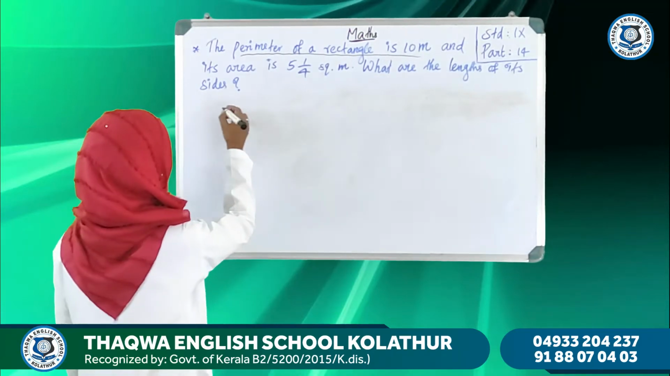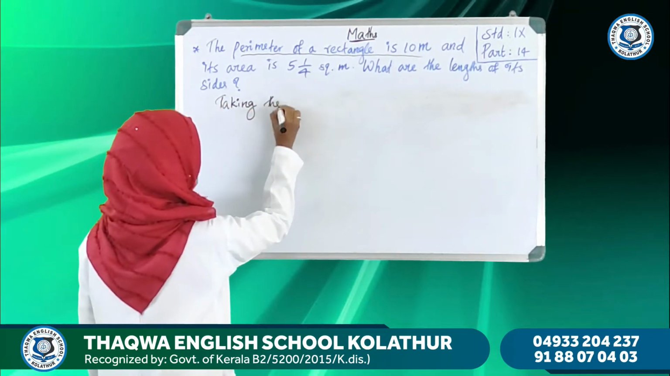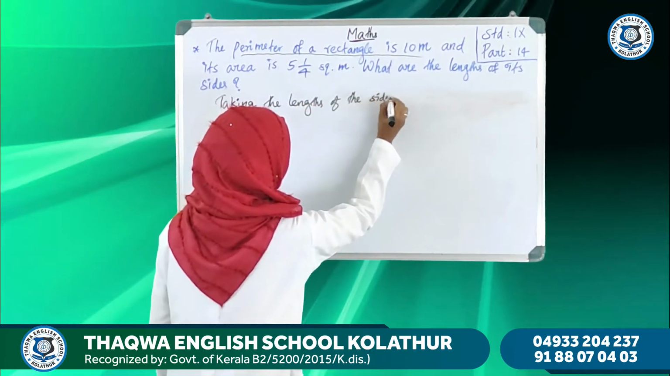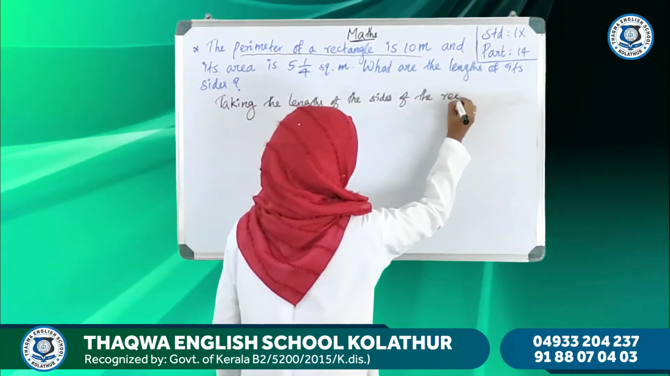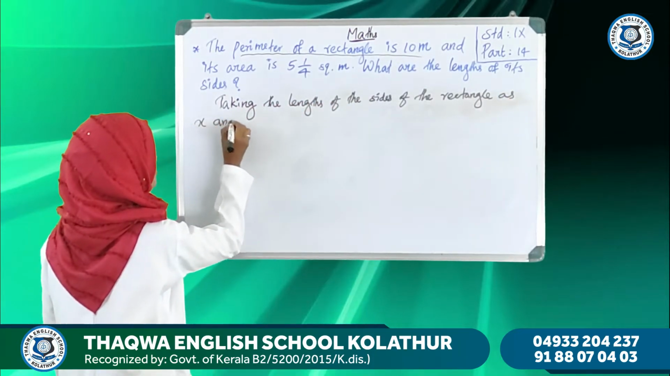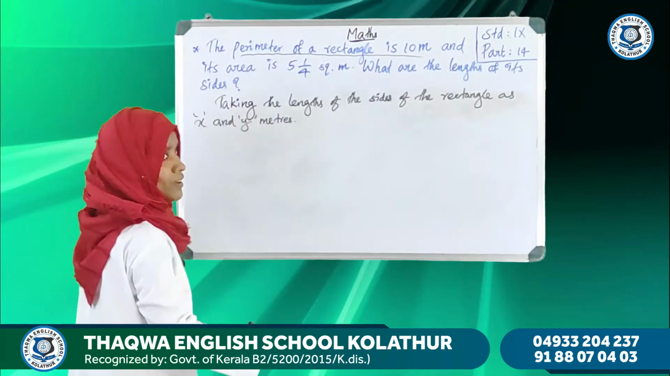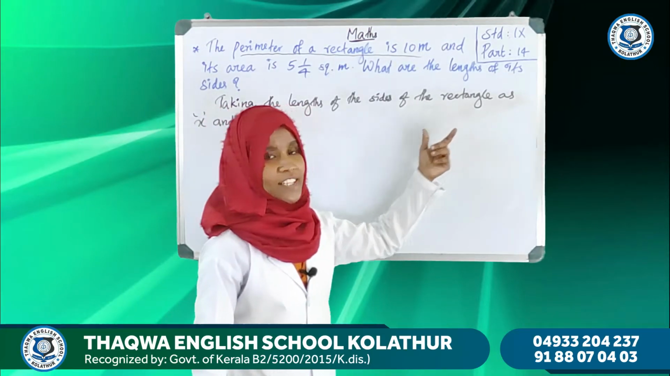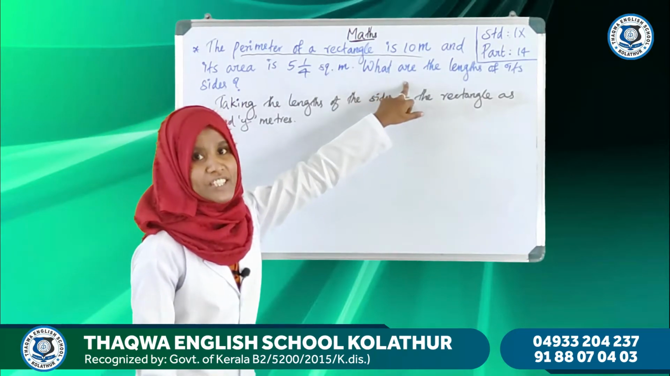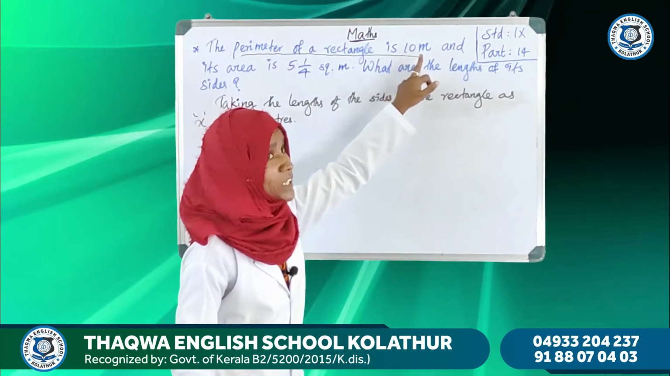Okay, as in the last questions, first take the lengths of the sides of the rectangle as x and y meters. Now, by using our given conditions, what is the first condition? The perimeter of a rectangle is 10 meters.